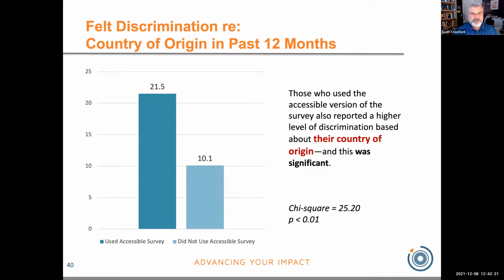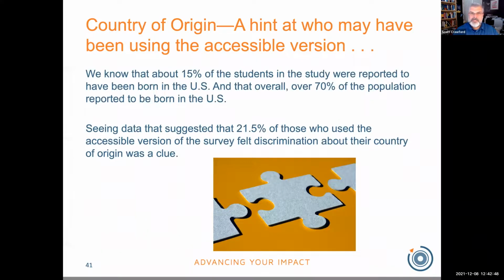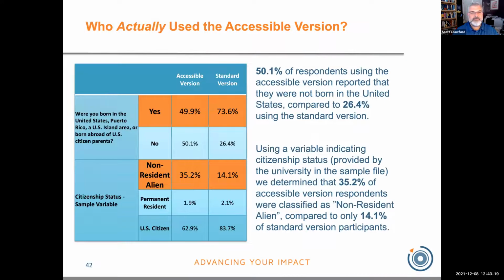And then we saw this around country of origin. So those who used the accessible version also reported a higher level of discrimination based upon their country of origin. And this struck us as interesting because we know that only about 15% of the students in this study were reported to have been born in the US, and that's using some institutional data. And then overall, about 70% of the population reported to be born in the United States. So maybe potentially up to 30% of the population was not born in the United States. But seeing data that suggested that 21.5% of those who used the accessible version of the survey felt discrimination about their country of origin was kind of a clue. And we thought that's interesting that high of a proportion were there.